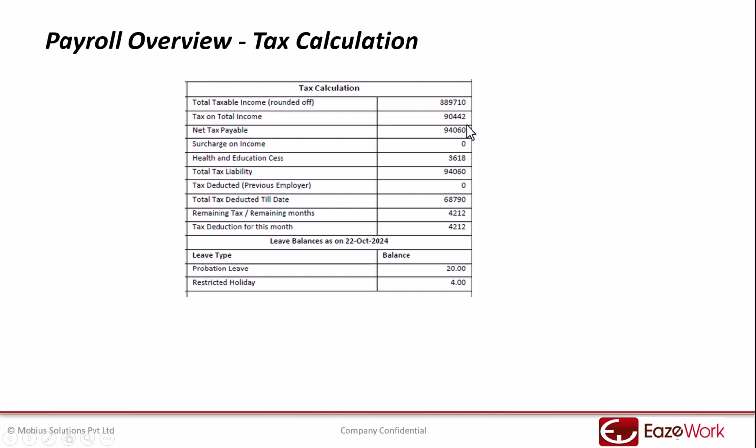So you can see what is the tax which you have and how much tax you've paid so far. So 94,060 is the total tax. 68,790 has been paid by you. Whatever remaining months are there, the remaining tax is divided over the remaining months, and you have a pro rata tax which is about 4,212 rupees.